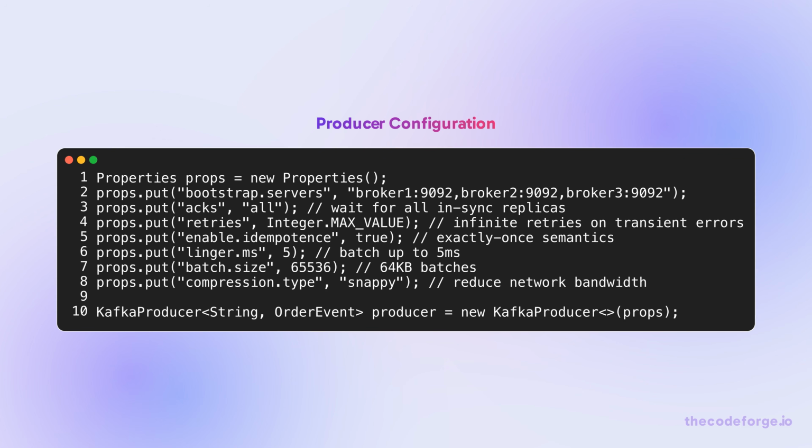Configure the producer with acks equals all for durability, enable idempotence for exactly once, and batching settings to balance latency and throughput.